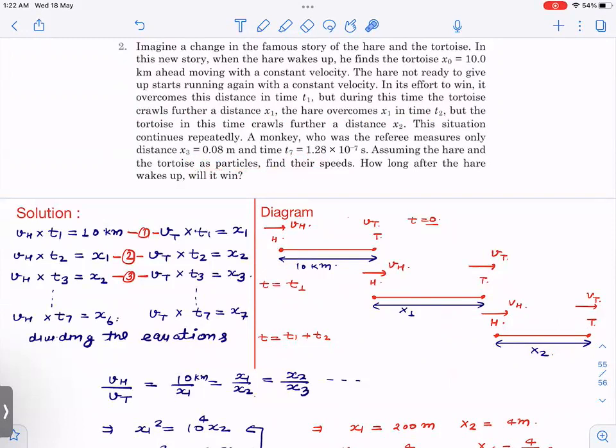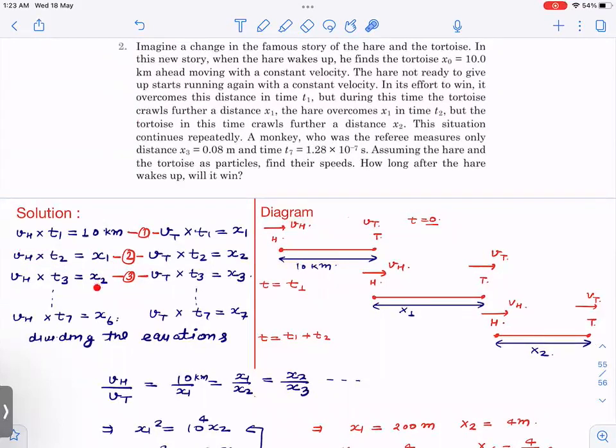So let us see. Whatever is the diagram, accordingly I have written equations here, just simple equations. VH is the velocity of the hare. So VH into T1. From here to here, see how much distance the hare has moved? 10 kilometers. How much distance has the tortoise moved? X1 kilometer, right? So speed into time is distance. Likewise, in T2 duration, how much has the hare moved? X1. So VH into T2 is X1, and how much has the tortoise moved in T2 duration? X2. So VT into T2 is X2, right?